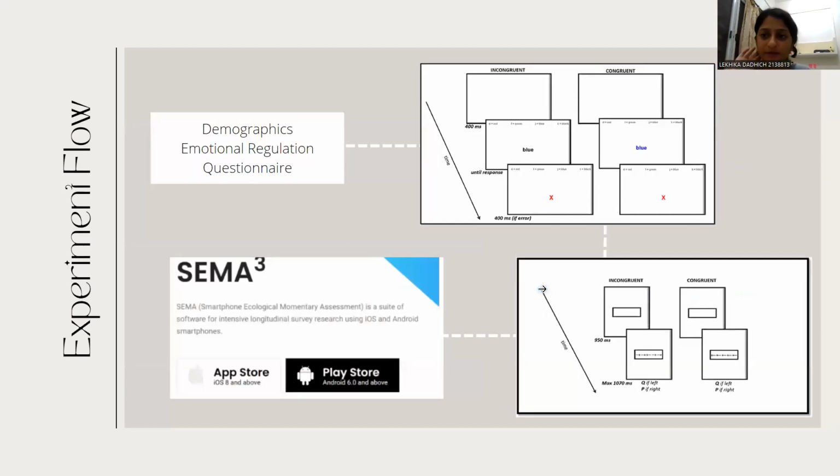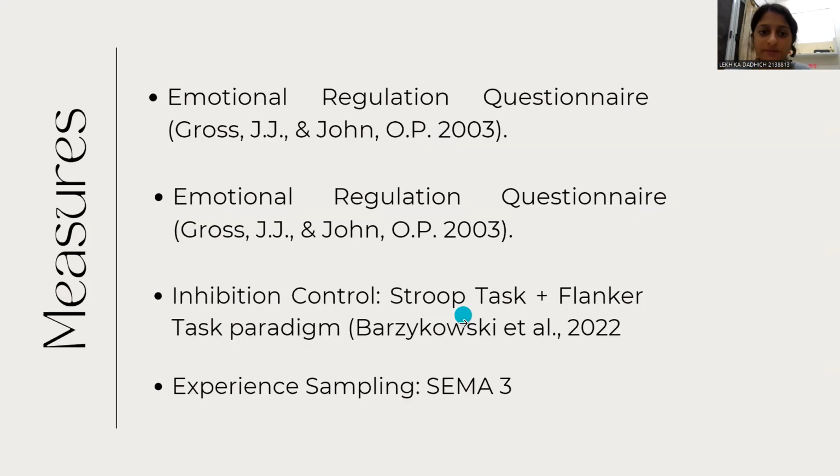So, talking about my experiment flow, participants first fill out a demographic questionnaire, and then they move on to an emotional regulation questionnaire, and then they move on to the inhibitory control task, and lastly, they're taken to a SEMA app. It's an app which is used for experience sampling. Now, this app is free access to researchers, and it allows me to send my participants notifications at random time intervals, and they can fill out those surveys through which I assess their spontaneous thinking process.